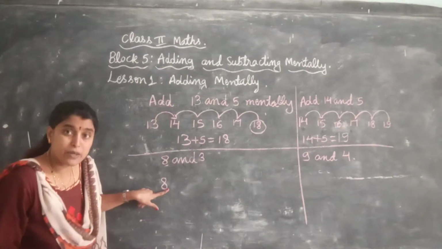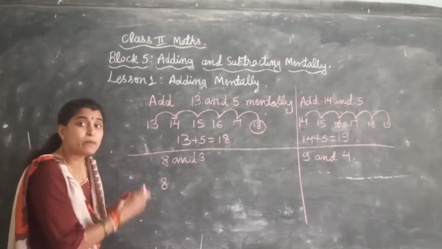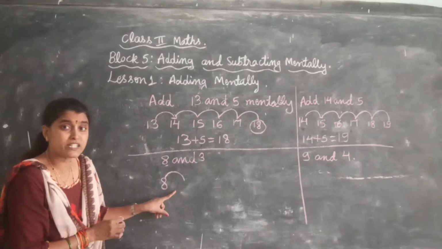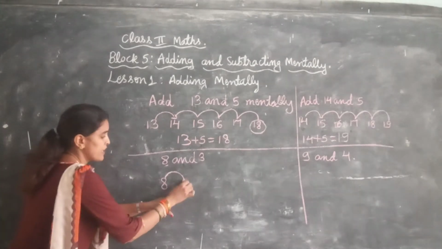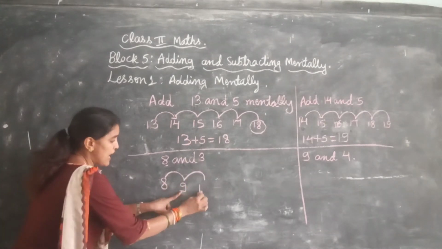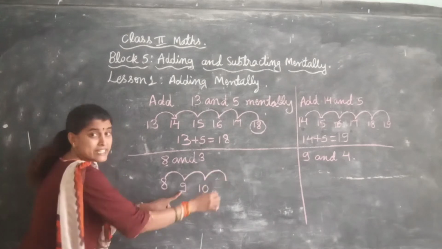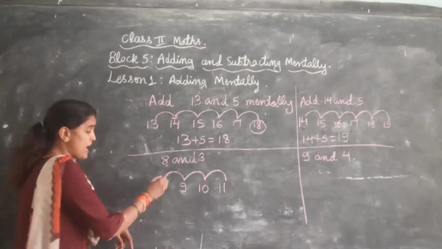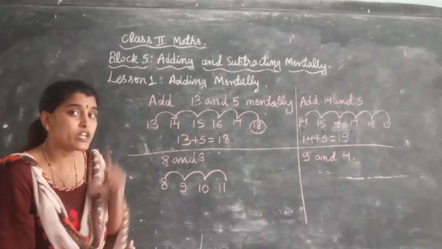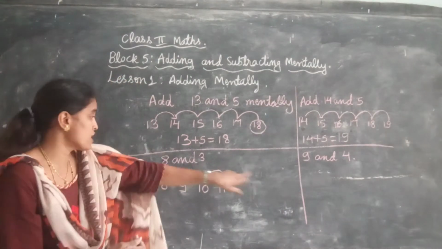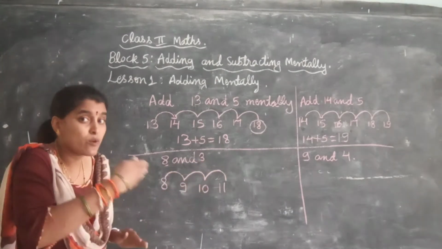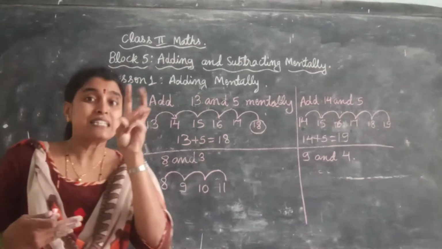Start from 8, then count forward by 1 three times. If I move 1 time, I get 9. If I move 2 times, I get 10. If I move 3 times, I get 11. So I have counted forward by 1 three times because the smaller number is 3 here.